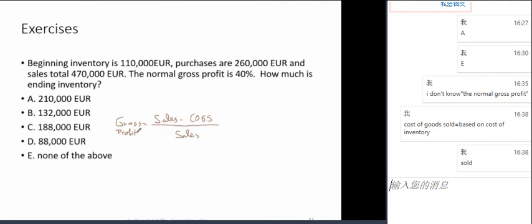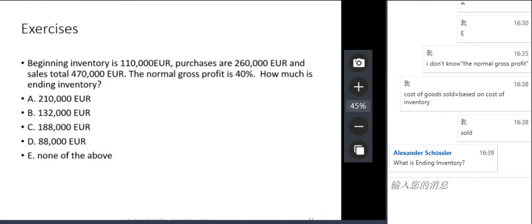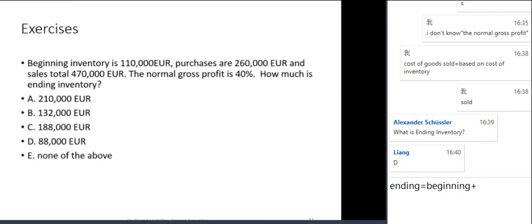Maybe I give you a hint. If the question asks what is ending inventory, so ending inventory is beginning inventory plus purchases, yeah, plus purchases minus costs of goods sold.